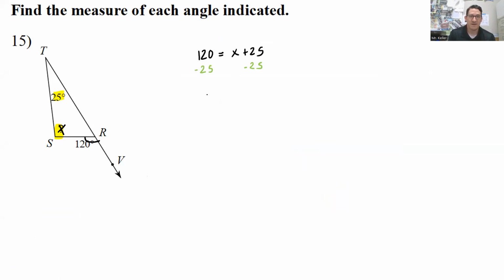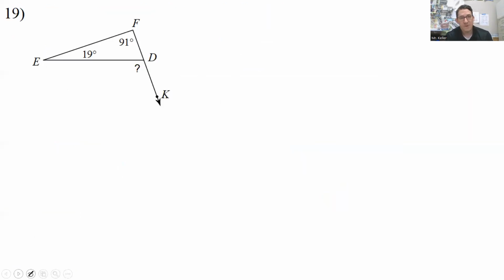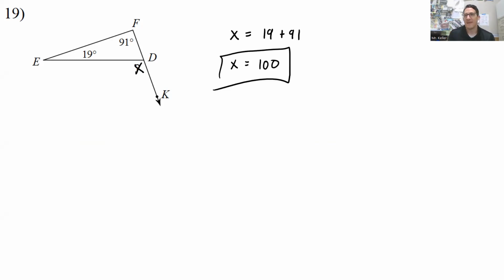120 minus 25 is 95. So that angle in there is 95 degrees. Let's do one more. So real quick, this time we are trying to find the exterior angle. This one's even easier. So the exterior angle is equal to the interior angles added together. So X is equal to 19 plus 91. We don't need to solve anything. 19 plus 91 is 100. And that is it.